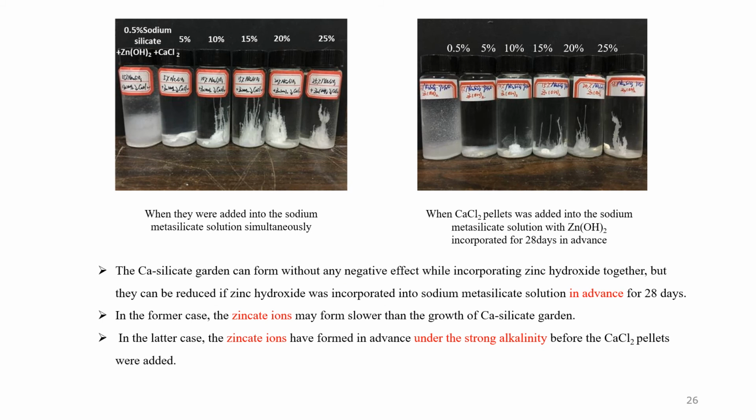However, when we incorporate the calcium chloride hydrates into the sodium silicate solution with zinc hydroxide incorporated for 28 days in advance, we can find that the silicate carbon is reduced, but if they were added into the solution simultaneously, the calcium silicate carbon can form without any negative effect. In this case, the zinc ions may form slower than the growth of calcium silicate carbon, but in the latter case, the zinc ions have formed in advance under the strong alkalinity before the calcium chloride hydrates were added.